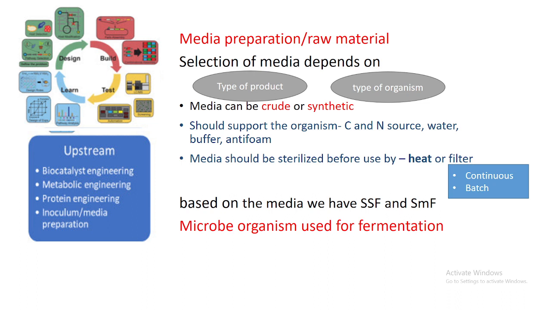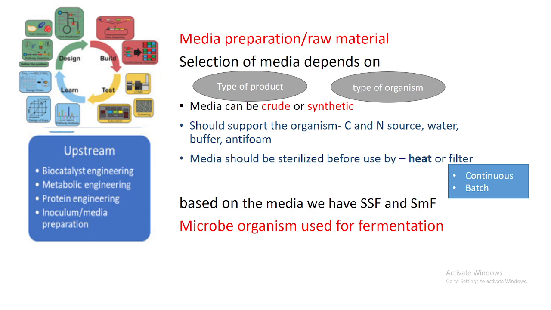Then if you're using a solid media, the fermentation you will be going for will be solid state fermentation, and here the media will be solid and the moisture content will be less than 15%. Usually solid state fermentation is done as batch fermentation, or else if you are having a liquid media, you will be going for submerged fermentation. The fermentation procedure will be submerged fermentation. And submerged fermentation can be done as continuous fermentation, batch fermentation, or fed batch fermentation, whereas solid state fermentation is only carried out as batch fermentation.